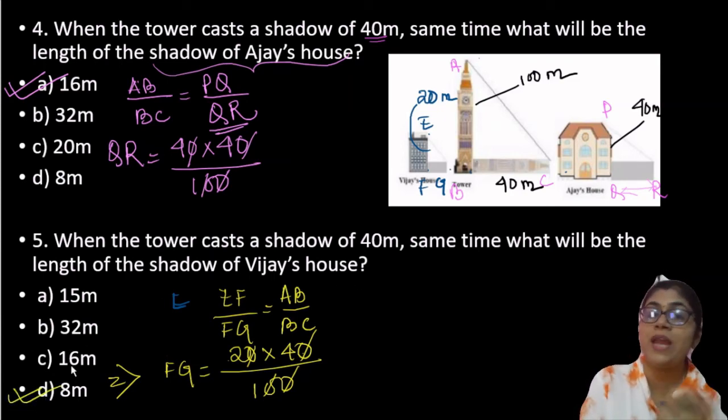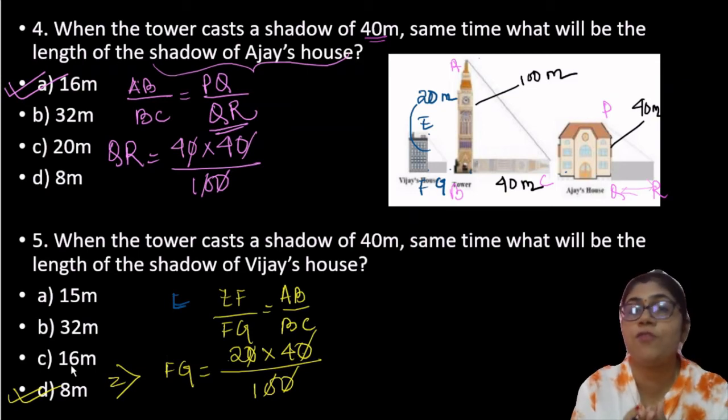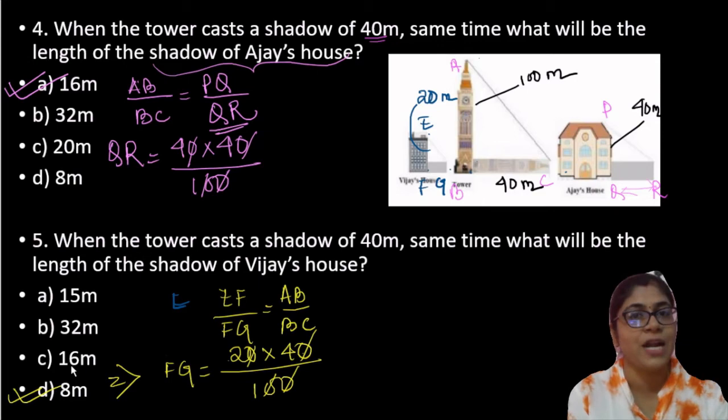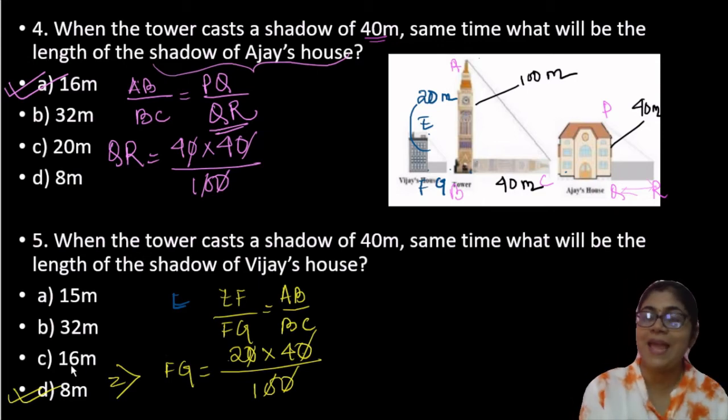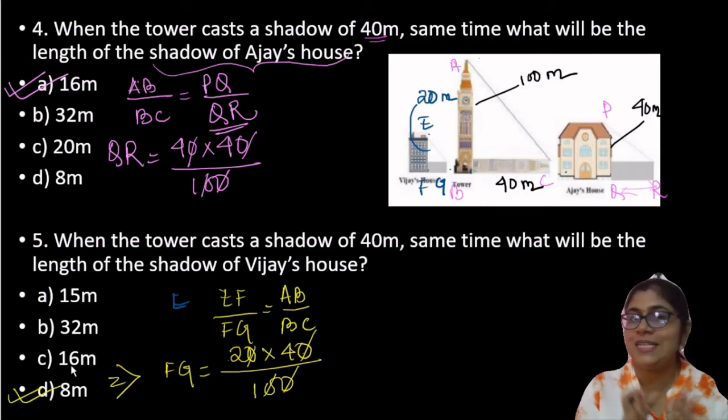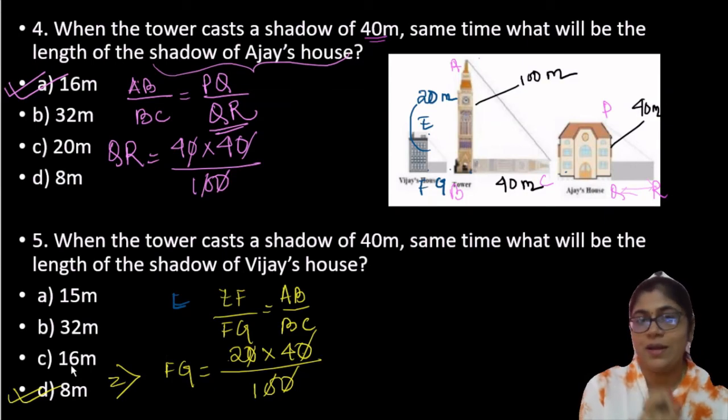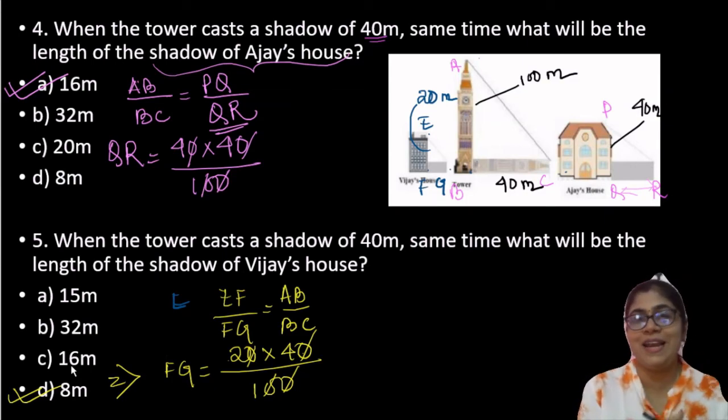That means when the tower casts a shadow of 40 meter, at that exact time, the length of the shadow of Vijay's house will be 8 meter. So this is our case study 1, which is based on similarity of triangles.